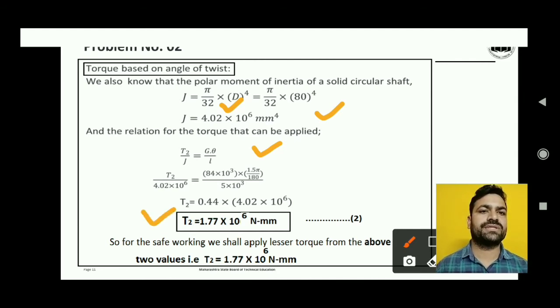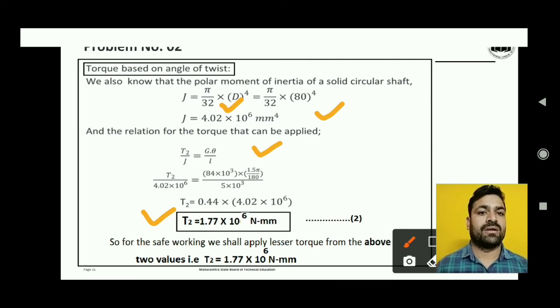You have to do the calculation with the help of a calculator very carefully, because it will provide you the perfect marks in the final exam. If you are not able to solve this particularly with the help of a calculator, your answer may go wrong. So solve carefully. T2 will be equal to 1.77 into 10 raised to 6 Newton mm.